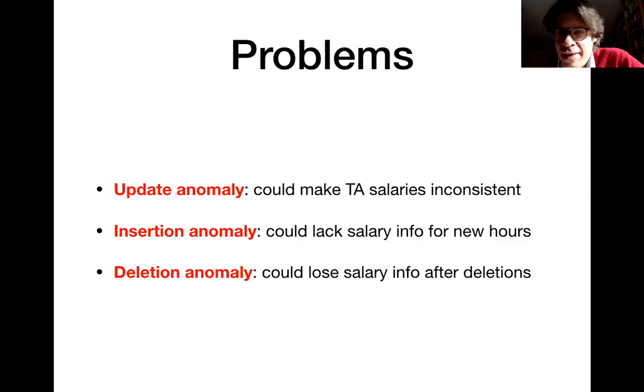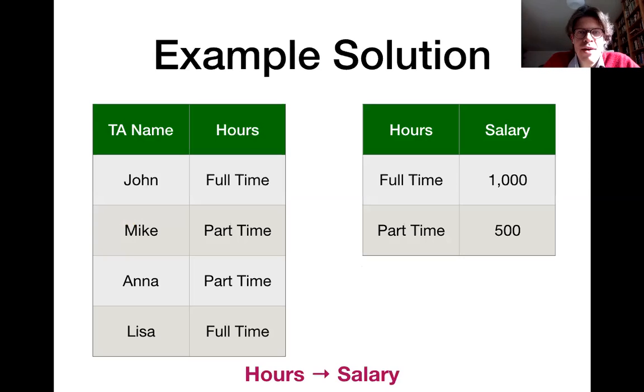The solution to that is the following. I simply put this information in two separate tables. Now here I have one table specifically for associating the number of hours worked with a salary, and I have a different table associating TAs with the number of hours worked. And as you can see here, this representation is better for multiple reasons. First of all, we have less space consumption.